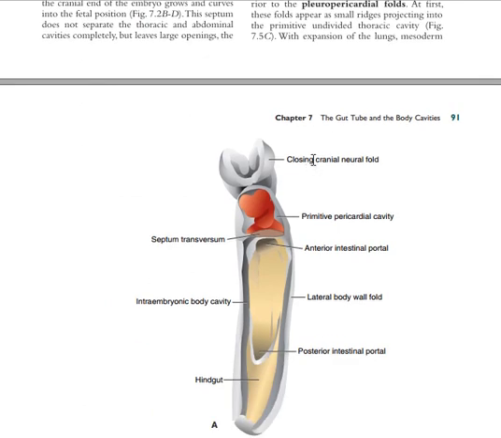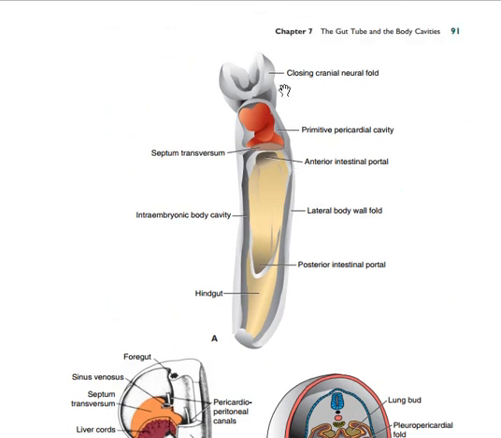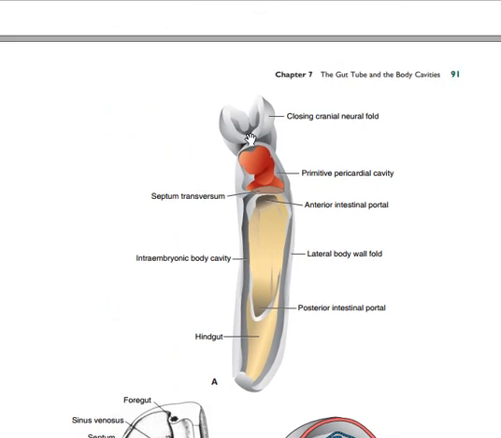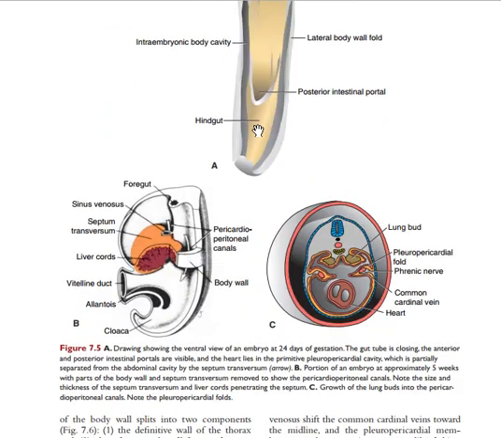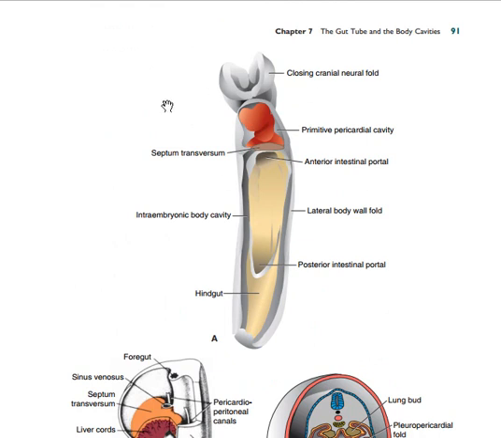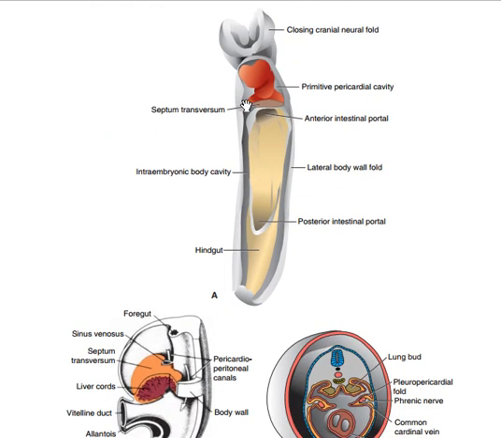Now these are the images that are going to show the formation of the diaphragm, basically. So this drawing here is the ventral view of the embryo at the 24th day. So here you see, in the formation of the diaphragm, this is the primitive pericardial cavity consisting of the heart tube. Is it clear?